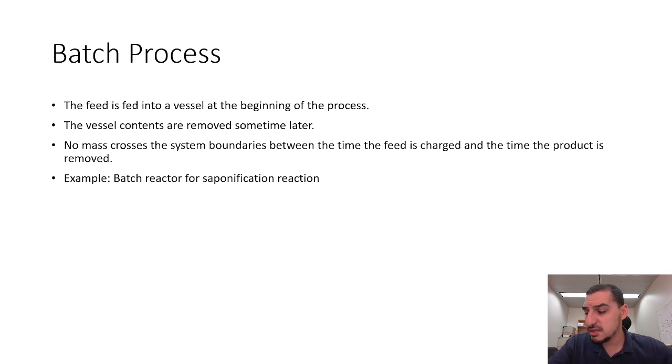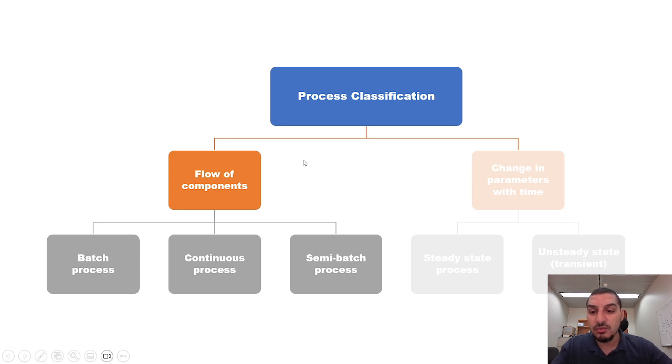So for the batch process, or let's go a step back. When we talked about a process in chapter 3, we said a process is any series of operations where we have a feed that is fed into this process. Transformations take place, and the feed is turned into a product. So this is the definition of a process. And here when we talk about the flow of components, we mean the flow of the feed into the process and the product outside the process.